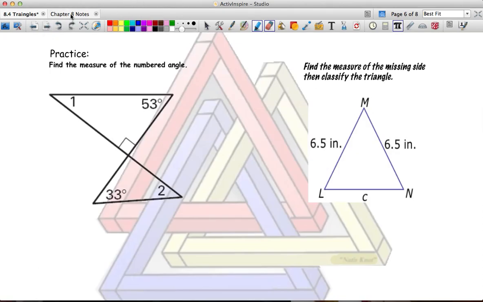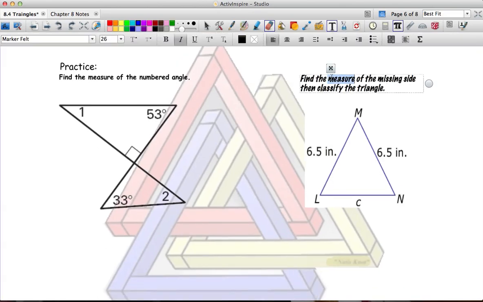All right, so we have two problems here. One asks you to find the missing angle measures, and one asks you to find the measure of the missing side and classify the triangle. What you need to add is that the perimeter of the triangle is 19 inches. You also need to remember your rules about vertical angles and about how many degrees are in a triangle.